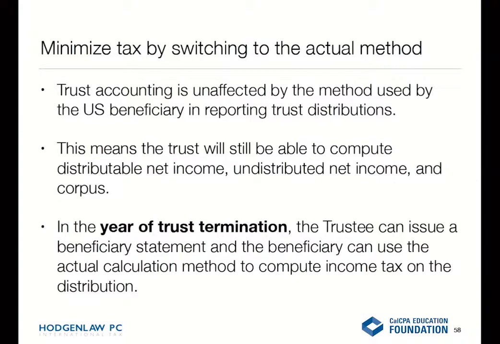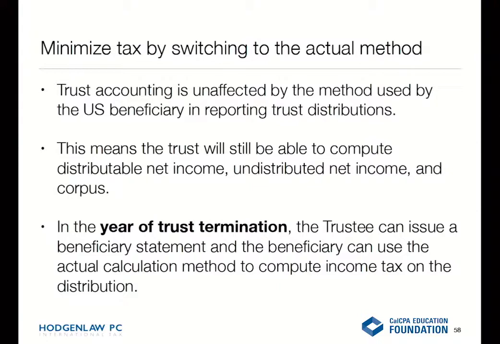But let's say that you can use this method. Like I said, the trust has to have the DNI, the UNI, and the trust corpus information. And if the trust decides to terminate that year, then the trustee can issue a beneficiary statement, and the beneficiary can use the actual calculation method to compute income tax on the distribution.